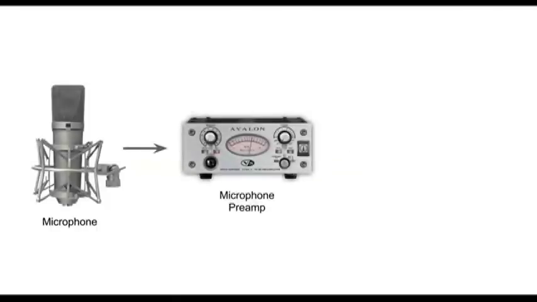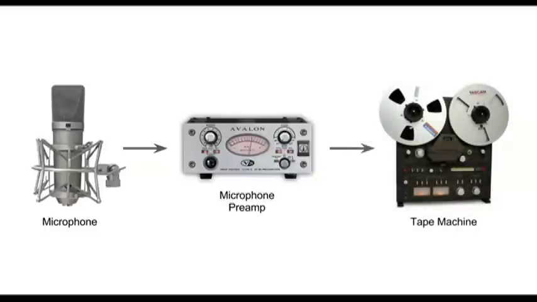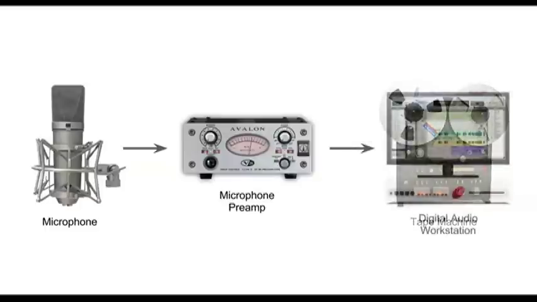Let's say you want to record your voice. First, you'd need a microphone. Then you would plug that microphone into a microphone preamp in order to boost your voice up to a recordable level. And then you would plug the output of that microphone preamp into an audio recorder, like a tape machine, or more often these days, a DAW.